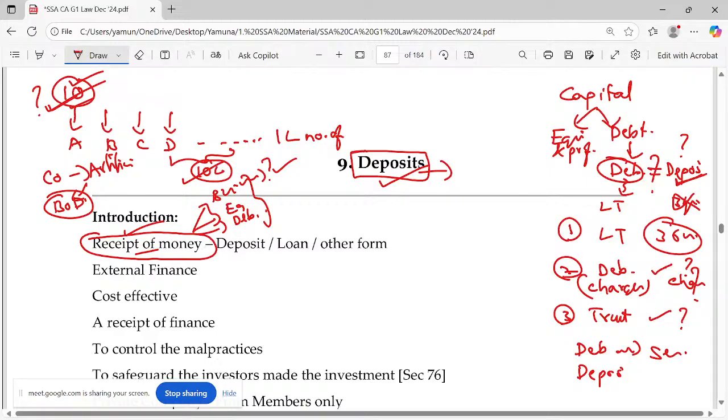Deposit is not doing business. I'm receiving money; the customer is giving me money. Is that a deposit? No. But I'm holding that money. I'm not providing the service or delivering the goods for 1 year. It is treated as a deposit.